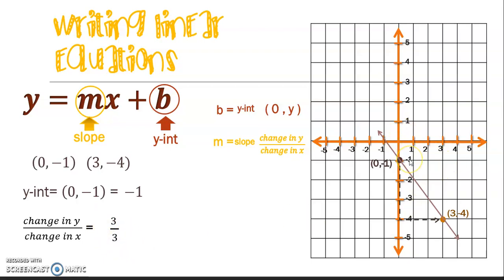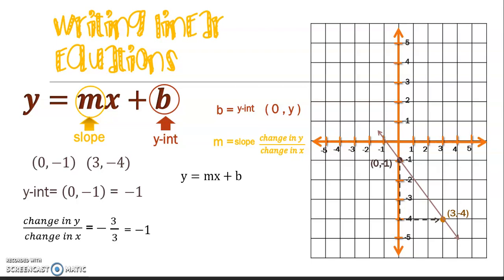But is it positive or negative? How am I going to identify this? As I told you before, when you move up it's positive and when you move down it's negative. So in this case we are moving down. This means our slope is negative. Now, can I simplify this 3 over 3? Yes, because if I divide 3 over 3, I get 1. So this means my slope is negative 1. Now, how am I going to write my linear equation? Because here I'm not done.